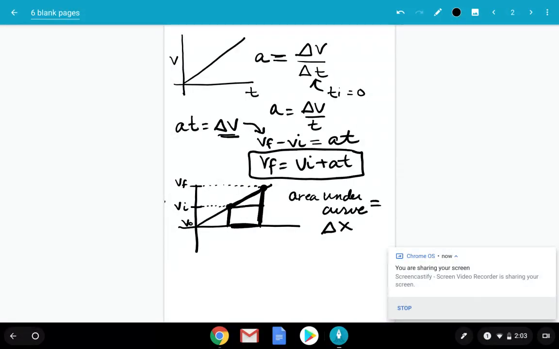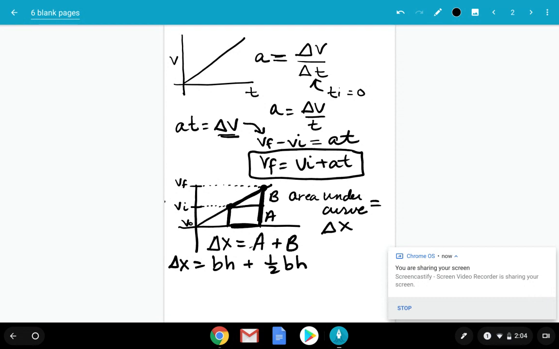So I'm going to break it up into a triangle and a rectangle. So what this is saying is that delta x is going to be equal to, let's call that one A, let's call that one B, it's going to be equal to A plus B. Okay, let's figure some of this out. A is a rectangle, so that's going to be base times height, and B is a triangle, so that's 1/2 base times height.